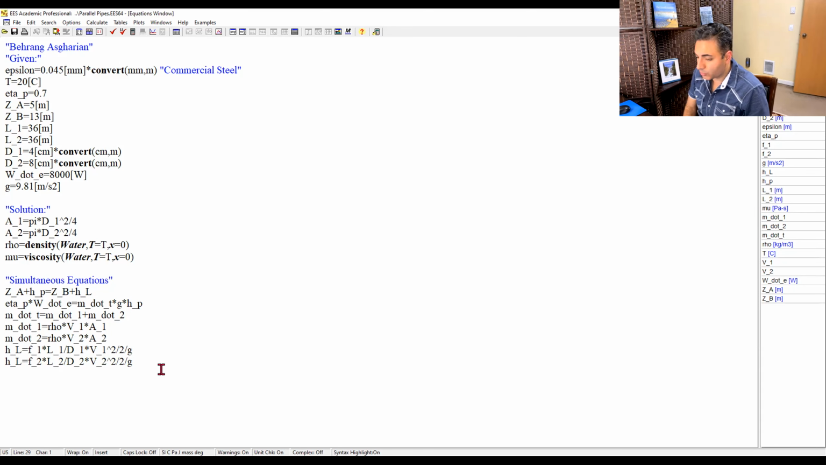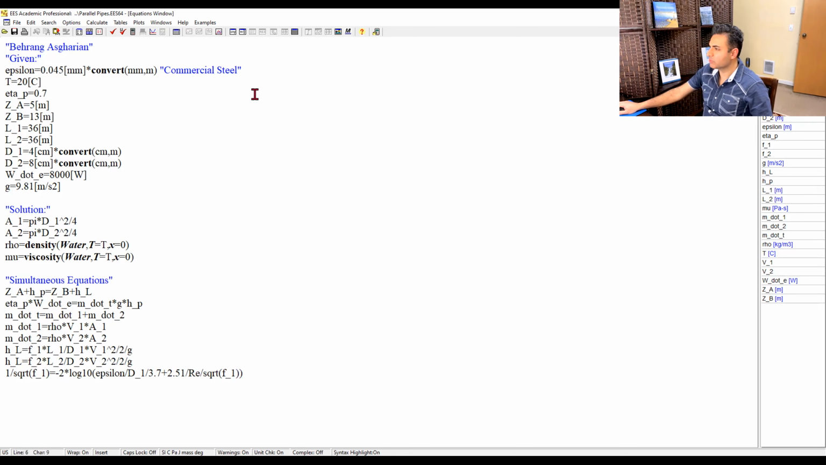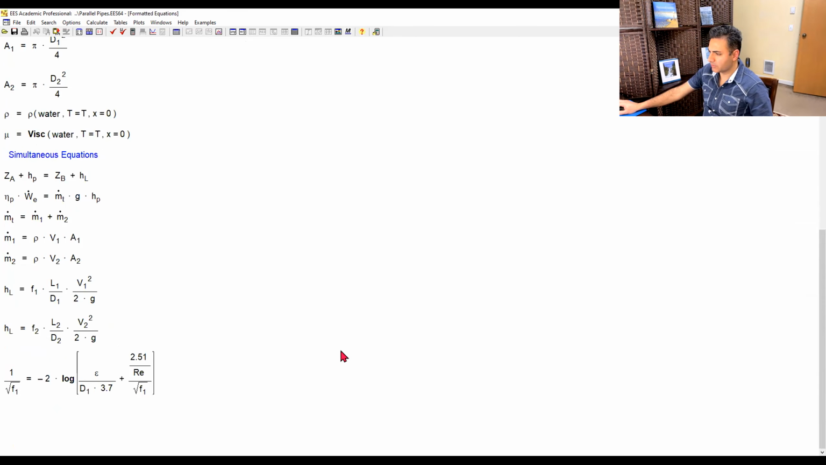Okay, equation 8. That's the Colebrook equation. All right, let's write 1 over square root of F1 equals -2 times log 10. Log 10 is the function. Log 10 of epsilon over D1 over 3.7 plus 2.51 over Reynolds over square root of F1, like this. Let's see if it looks okay.